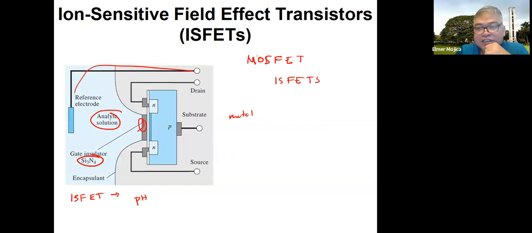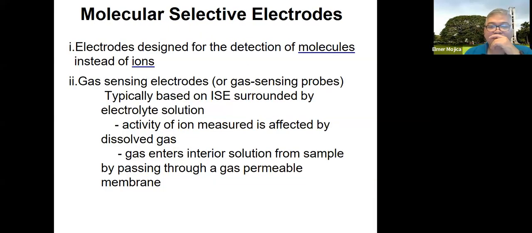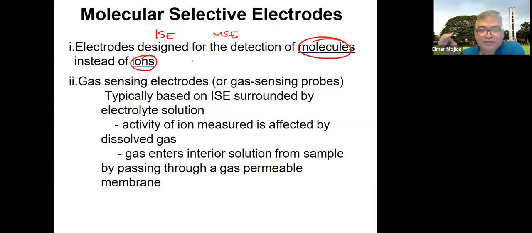Okay, so another thing that we have is the so-called molecular selective electrodes. If you have molecular selective electrodes, that means they are developed towards what? Molecules instead of the ions. Okay, so from ISE, we now go to MSE. So these are electrodes designed for the detection of molecules instead of the ions. And what we have here are the gas sensing electrodes or the gas sensing probes.